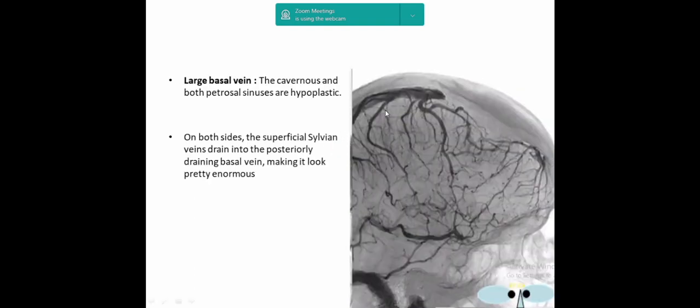So in this we can see another variant, which is the large basal vein, and we can see here that the cavernous sinuses and the petrosal sinuses are not seen. So they are hypoplastic in this case. On both sides, these veins drain along with the superficial venous system, the sylvian venous system, making it look pretty enormous.